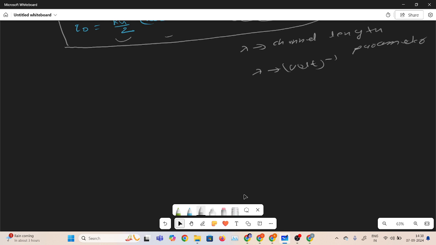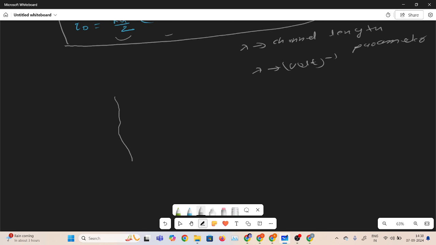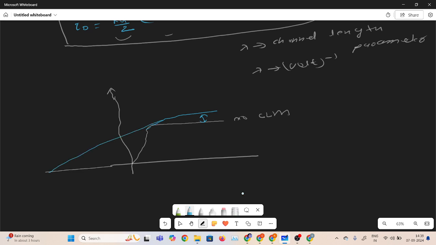So now we can observe in the saturation region: if we don't consider channel length modulation, the current will be constant. So no CLM means no channel length modulation. But if we consider the channel length modulation, then in the saturation region the current will increase, some amount of current will increase. Why? Because the depleted channel length delta L is increasing now. So if we draw a slope, it will cut the axis like that.